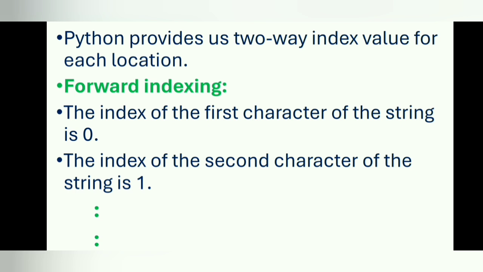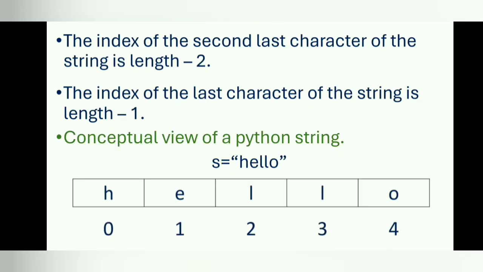Forward indexing. The index of the first character of the string is 0. The index of the second character of the string is 1. The index of the second last character of the string is length -2. The index of the last character of the string is length -1. Conceptual view of a Python string. The characters of a string are stored sequentially in a separate location.